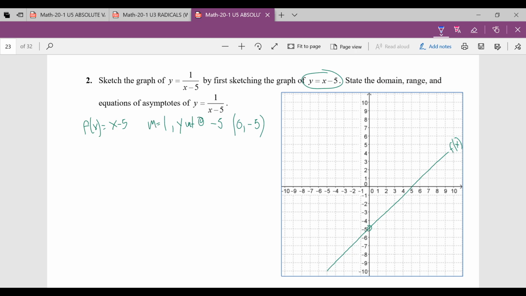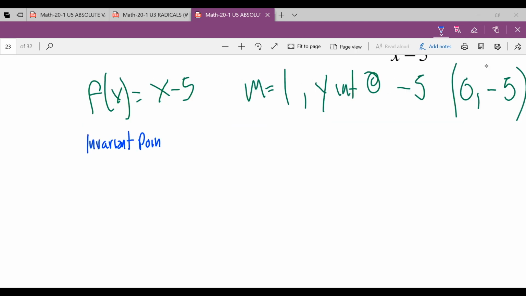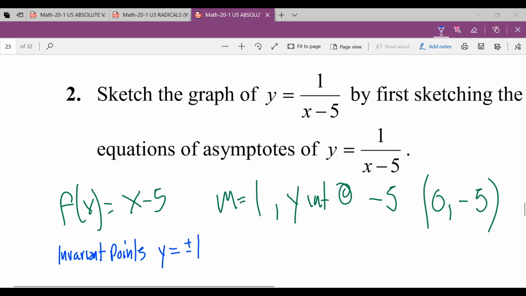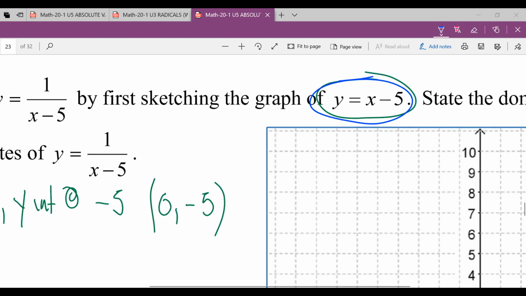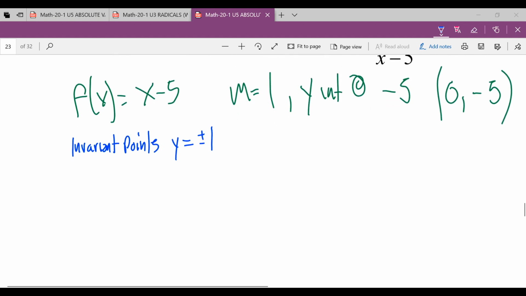Let's do invariant points now. Invariant points occur by definition for this year when y equals plus or minus 1. All right. So what that means is that we're going to take plus 1 and plop it into the original function here. And we'll also take negative 1 and plop it into that function, and we'll see what we get. So let's do y equals positive 1.